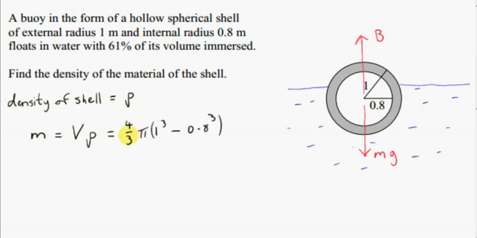Okay, the volume of a sphere is 4/3 pi r cubed. So we can factorize out the 4/3 pi. The outer shell is radius 1, inner shell radius 0.8, and we have to multiply by the density of the shell. Alright, we might as well get the weight of the shell. We just multiply by g.